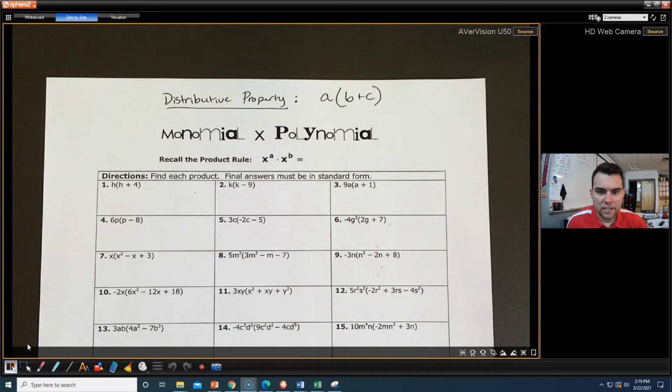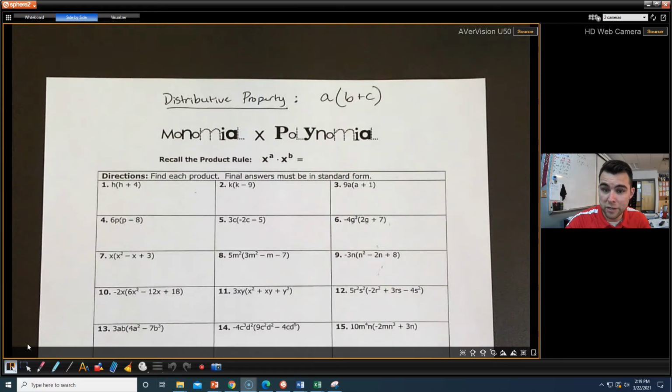It's Mr. Knight, and yesterday we looked at adding and subtracting polynomials. Today we're not going to multiply polynomials yet, but we are going to do something that builds up to that. So we're going to start off with a monomial, a single term, and we're going to multiply that to a polynomial, a chain of terms, okay?